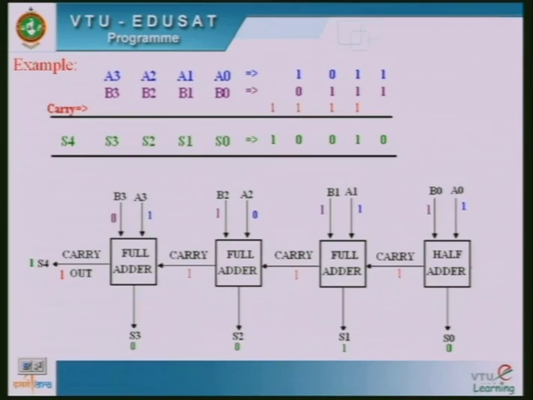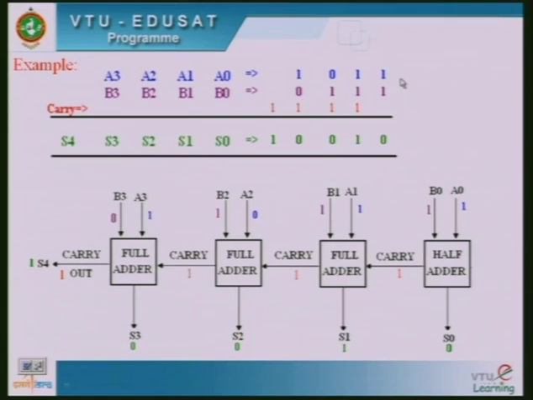Now let us take an example with some binary numbers. Here A0, A1, A2, A3 are taken as 1, 1, 0, 1, where A0 is the least significant bit and A3 is the most significant bit. In the case of the B variable, B0, B1, B2, B3 are considered as B0 equal to 1, B1 equal to 1, B2 equal to 1 and B3 equal to 0.